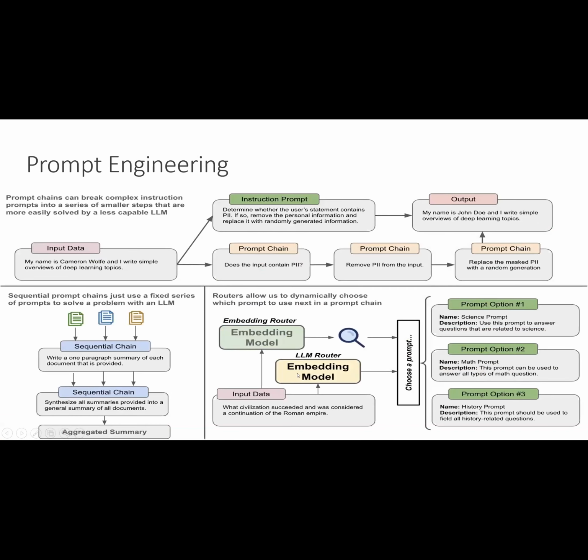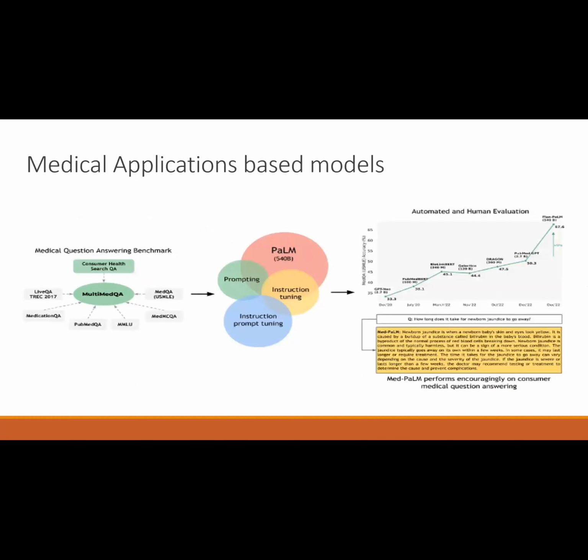Here we have one embedding router. Based on the prompt we have given, the complex query is simplified into smaller prompts, that is, a chain of prompts. Then it will look for the corresponding responses.